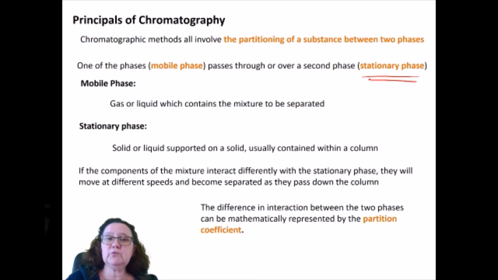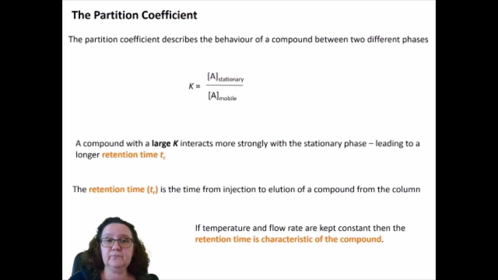This separation between the mobile phase and the stationary phase, and the partitioning of that substance, is based on something that we have discussed in other videos for this module, which is the partition coefficient: how each substance will partition differently between the mobile phase and the stationary phase. The partition coefficient describes the behavior of a particular compound when it partitions between two different phases. And in this case, we have the stationary phase and the mobile phase.